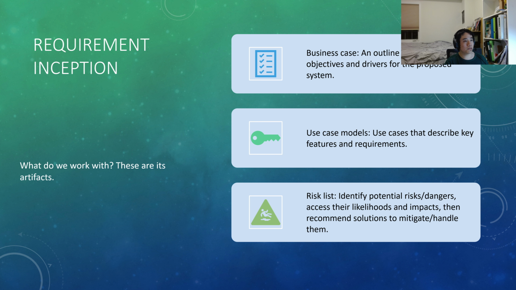And how do we put everything in requirements inception on paper? Well, we work with these artifacts. The first one is outlining the business case.